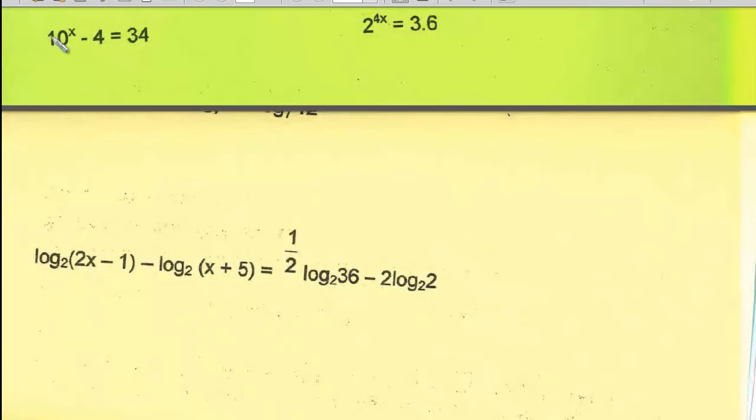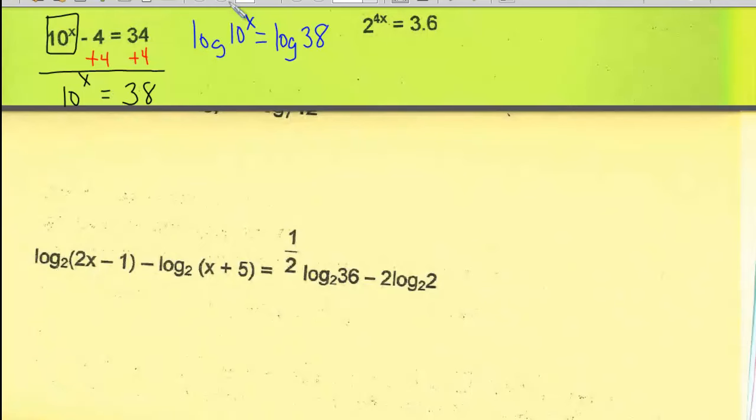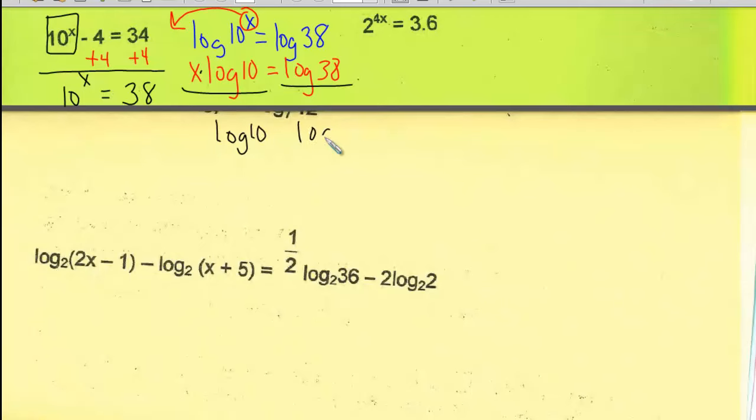Next example is just like the one we just did. Remember, we have to isolate the term with the exponent first. So that means we need to add 4 to both sides. Now the problem is just like the first example. I cannot change 10 or 38 to be the same base, so I need to take the log of both sides. Then the exponent pulls out front. And since we're solving for x, divide both sides by log of 10. So x is equal to log of 38 divided by log of 10.